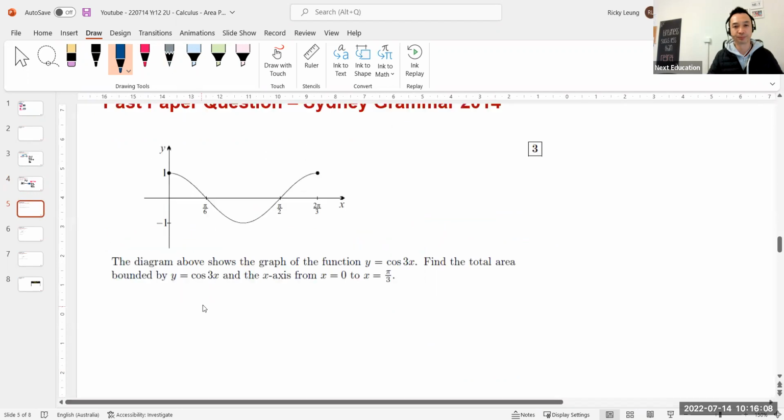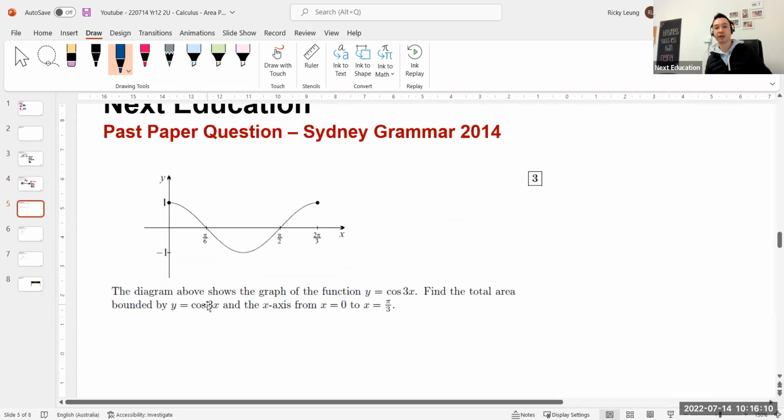So Sydney Grammar. All right. A trig function. Now, I just wanted to cover this base, integrating with respect to trig or doing areas with respect to trig. Not that hard. Let's have a look. Now, positives and negatives, just be careful about that. Diagram. Okay. Find the total area bounded by that between the x-axis and 0 and pi on 3.